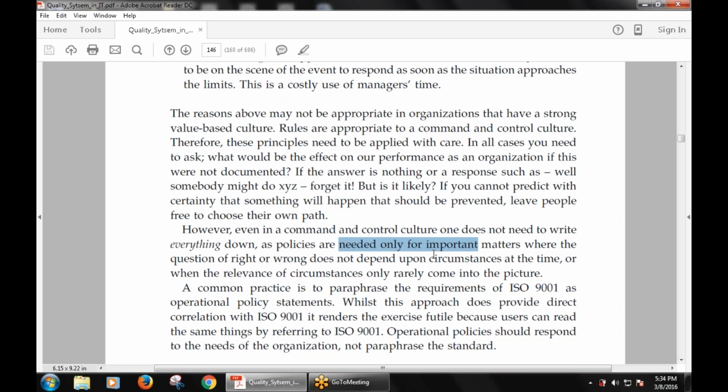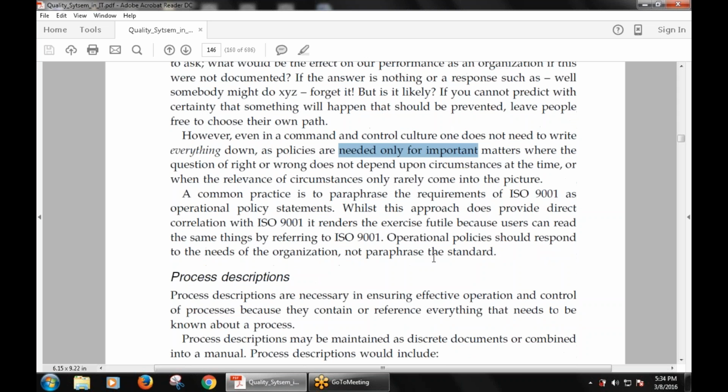A common practice is to paraphrase the requirements of ISO 9001 as operational policy statements. While this approach does provide a direct correlation with ISO 9000, it renders the exercise futile because users can read the same things by referring to ISO 9000. The operational policies should respond to the needs of the organization and not paraphrase the standards.